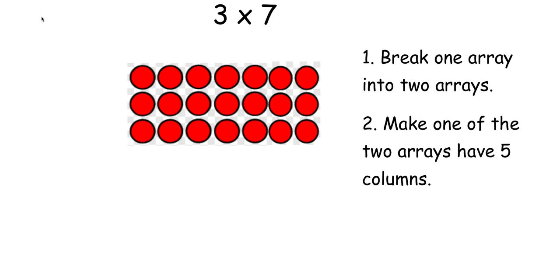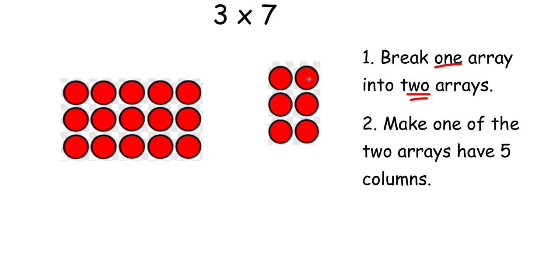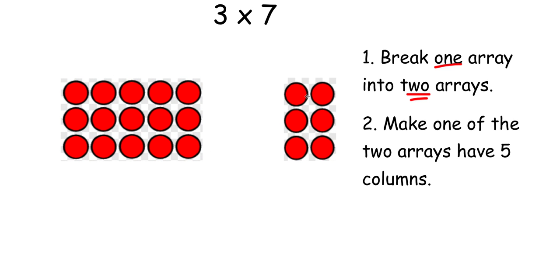So what that looks like is this. I'm going to break one array into 2 arrays, and that's really what we're focusing on here, making that one array into 2 arrays. Let me give you a visual as to what that would look like. I would take one and break it away from the other one. Again, remember, I am not changing the number of dots that we originally had. If you recall, we had 21 dots.